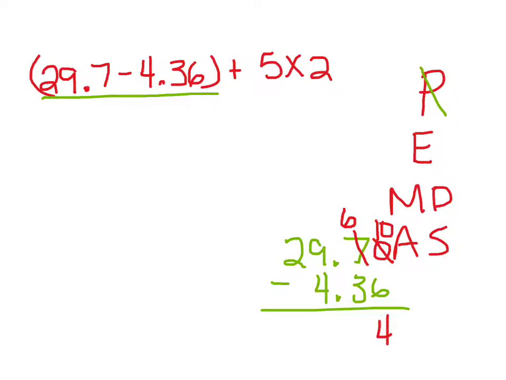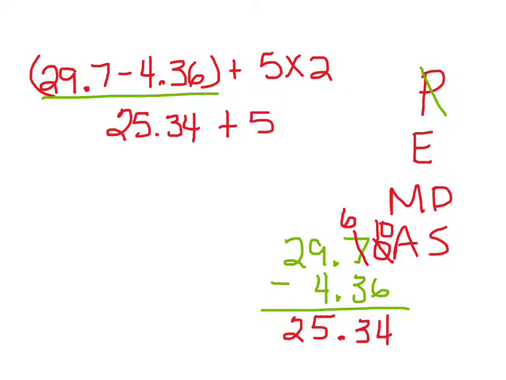6 minus 3 is 3. Bring down my decimal. 9, take away 4, and you have 5. Bring down your 2. So 25 and 34/100. So we did parentheses. Now we have to bring everything down. There are no more parentheses, so I'm done with the parentheses.